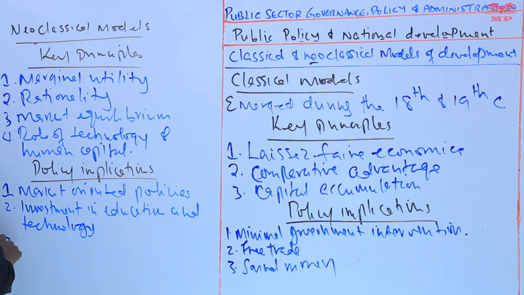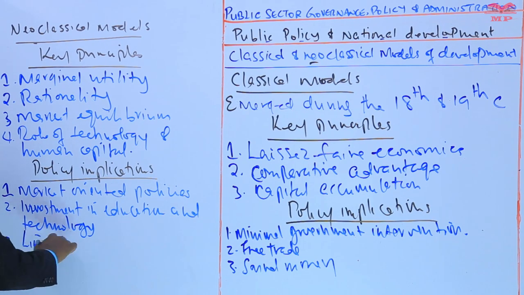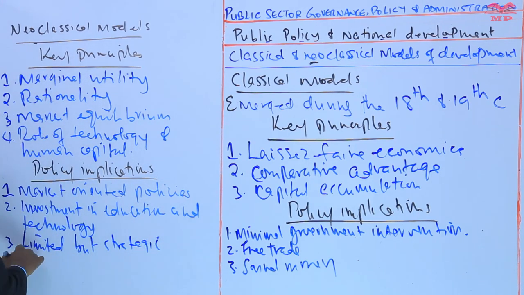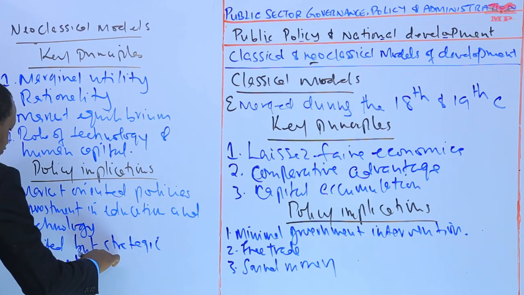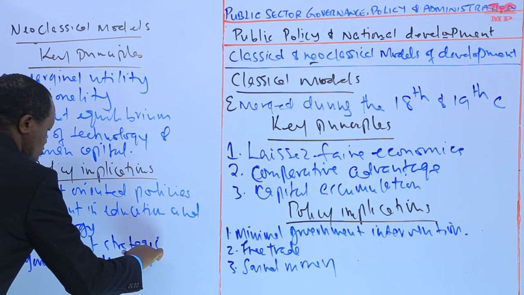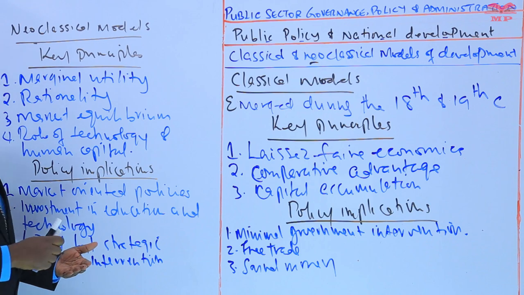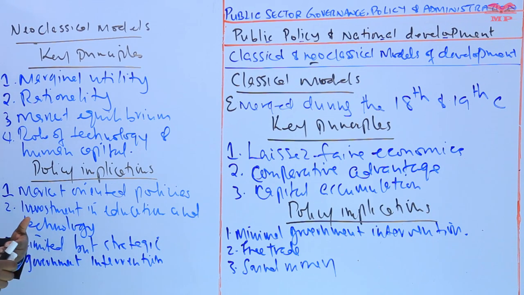Then there is limited but strategic government intervention. While favoring free trade, neoclassical economists acknowledge that there might be instances where government intervention is necessary to correct market failures. A good example is externalities, public goods, or even providing a social safety net.